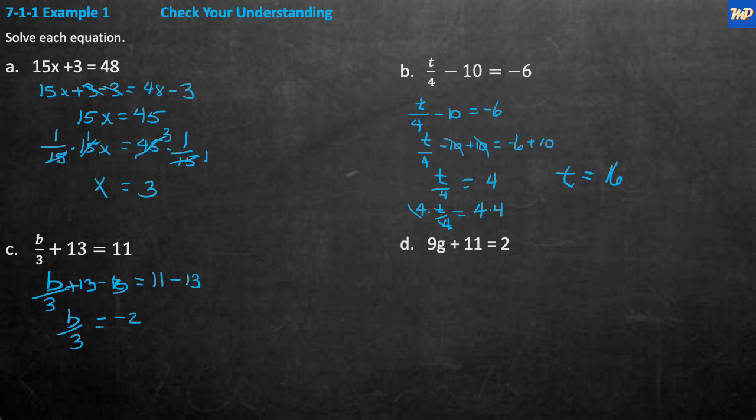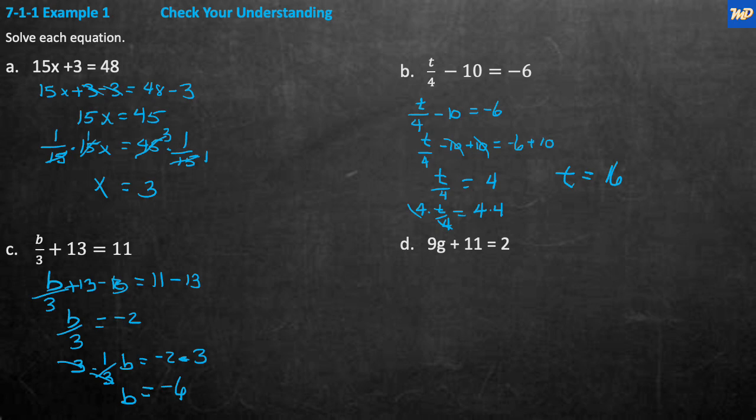So now we have to multiply by the reciprocal of 1 over 3 to get rid of the 3 in the denominator of our variable term. So now we're going to say 3, which is the reciprocal of 1 over 3, times 1 over 3 b equals minus 2 times 3, because we have to multiply both sides by the same thing. So if we do that, we're going to find out that the 3's cancel. These cancel, and we're left with b is equal to minus 2 times 3, which is minus 6.